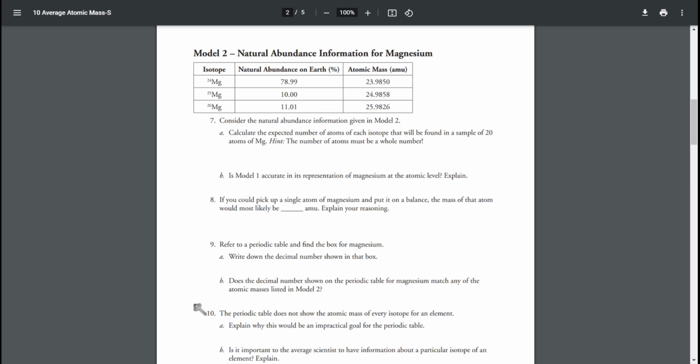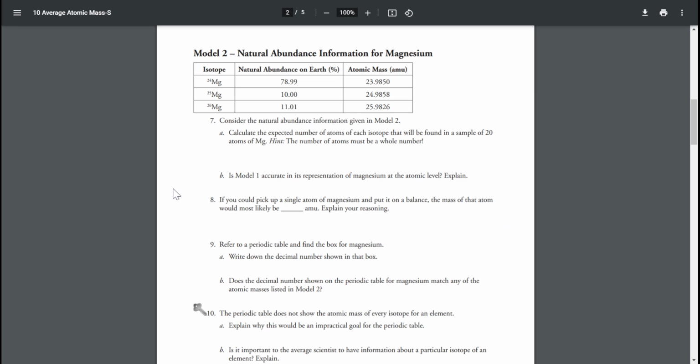79% of them are going to be magnesium 24, 10% of them are going to be magnesium 25, and 11% are going to be magnesium 26. So use that as percentage and round it up or down.